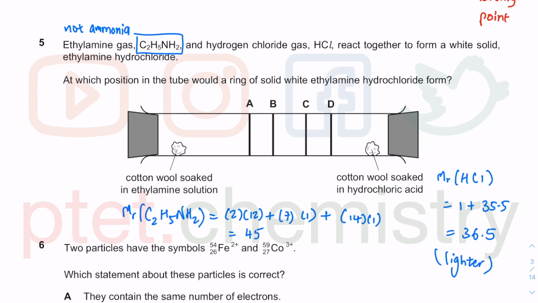If it is lighter, it will diffuse faster. So rate of diffusion is to do with your mass as well as temperature, but these are at the same temperature. So the lighter the mass, the lighter the Mr, the faster it will diffuse, the longer the distance it will travel. I think B is the midpoint, and you will be at B if your Mr is the same, so B is wrong. It will not be C or D because unlike ammonia, this is heavier than this, therefore it's the HCl that will move closer to the ethylamine, leaving the only answer as A there.